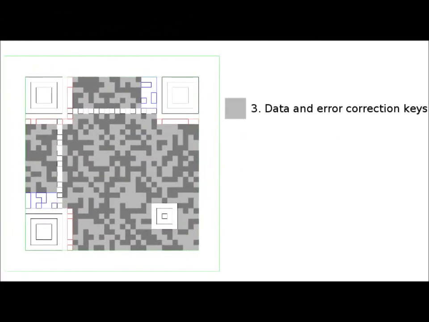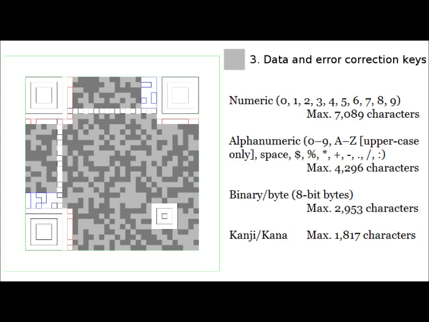This is where all the data, error corrections, and the marks lie. Depending on the version, data type, and EC level used, the storage capacity may vary. These are maximum that can be stored in a QR code.